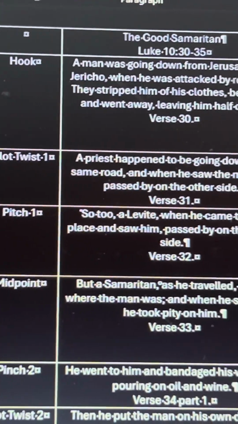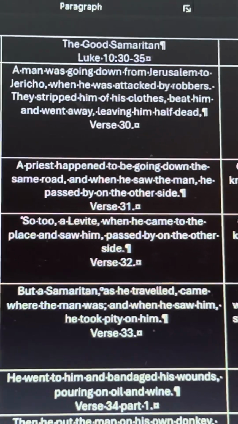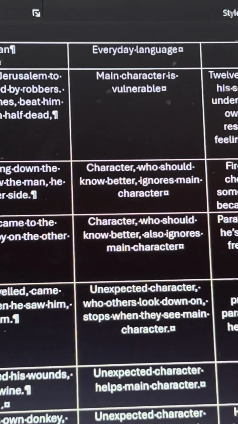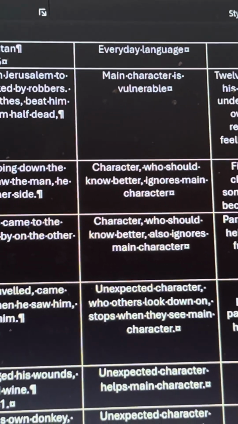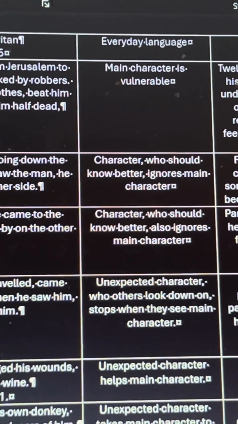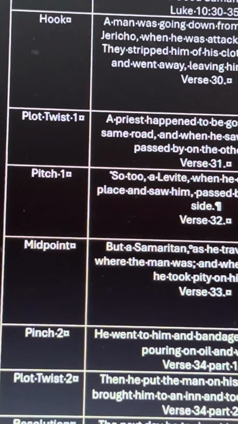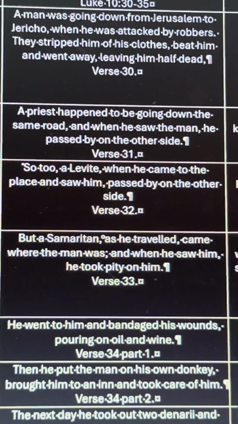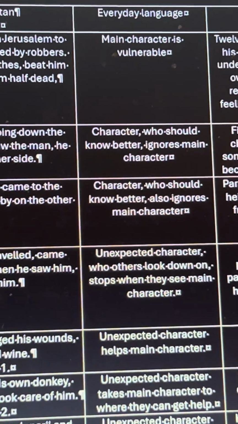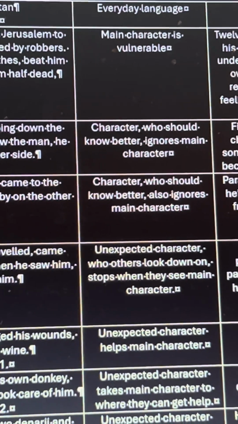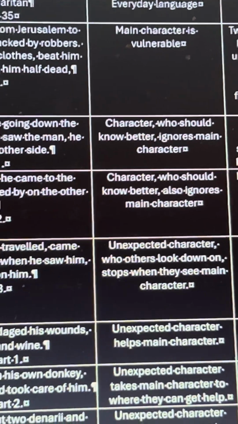Plot twist 1. The priest passed him by. A character who should know better ignores the main character. Pinch 1. The Levite also passed him by. A character who should know better also ignores the main character. So those two are basically the same.